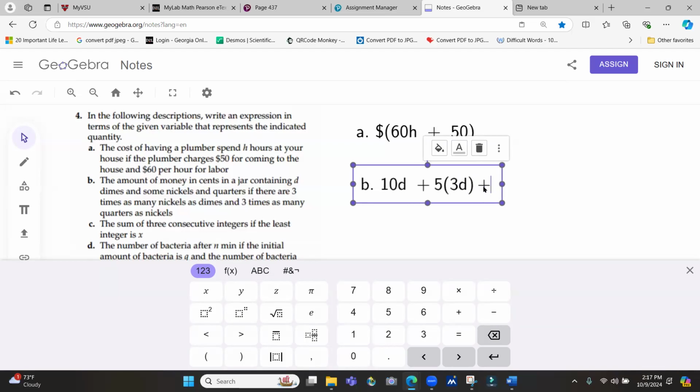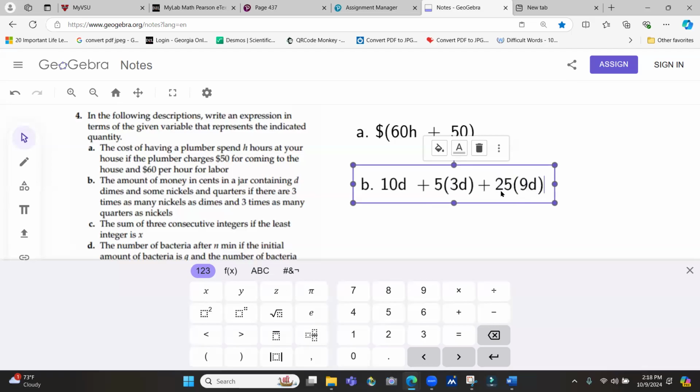All right. And the number of quarters is 3 times how many nickels? Okay. The number of quarters is 3 times the number of dimes. Let me read it again. The amount of money in cents in a jar containing D dimes, some nickels and quarters. If there are 3 times as many nickels as dimes, okay, 3D, and 3 times as many quarters as nickels. So, each quarter is worth 25 cents. 3D times 3 is 9D.